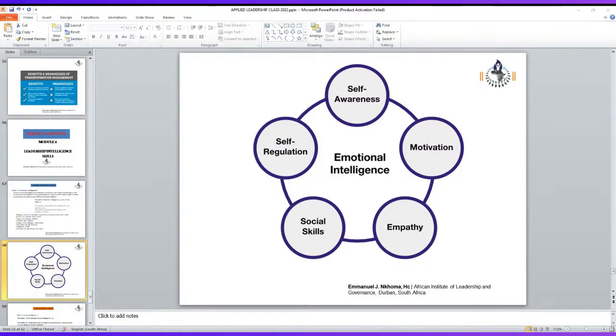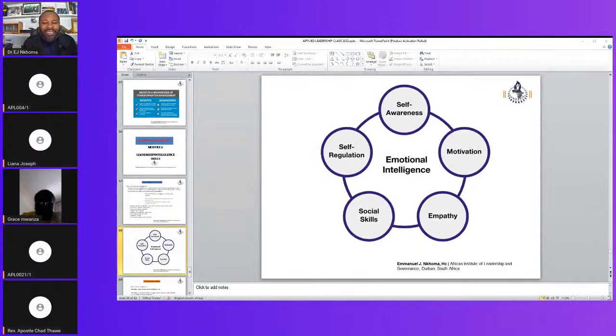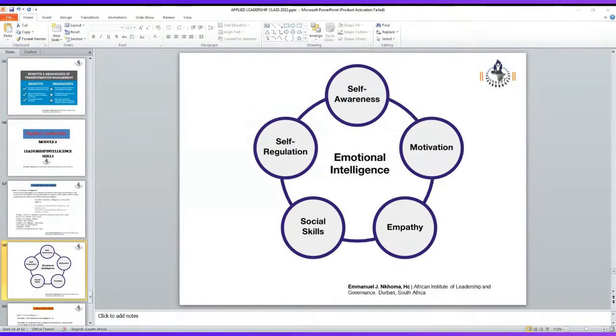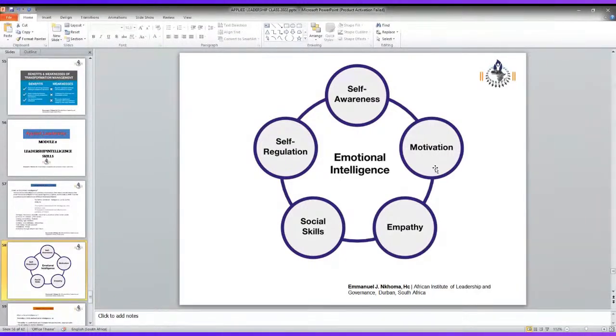Number 2, you need to understand motivation. Whenever you are dealing with emotional intelligence, you must understand motivation. What motivates a certain particular behavior? You must understand motivation, because this is very key. When you understand motivation, you will be able to use emotional intelligence.